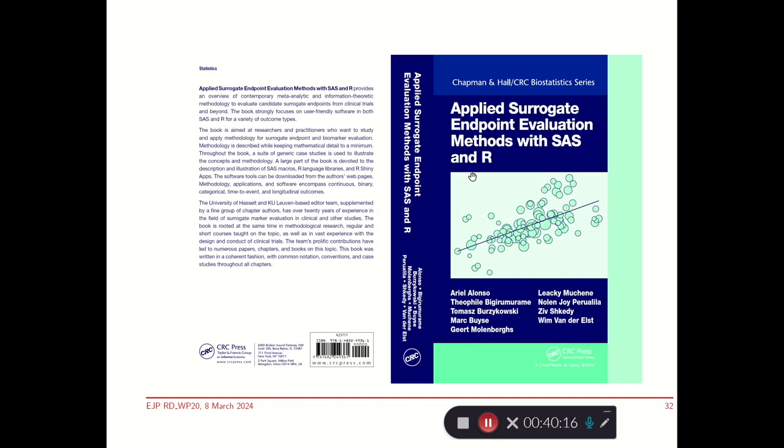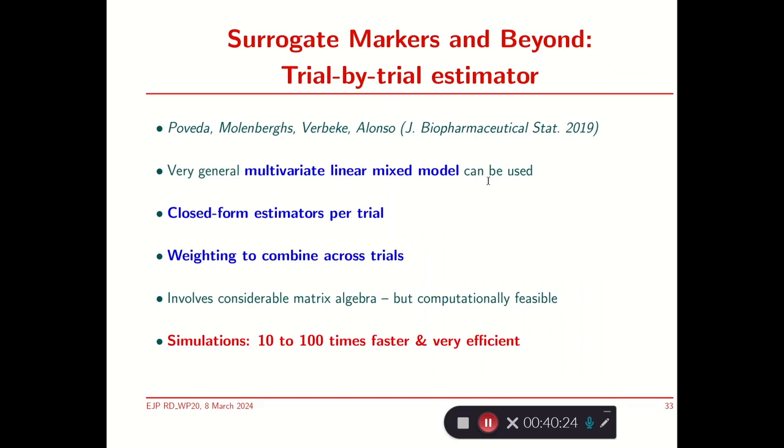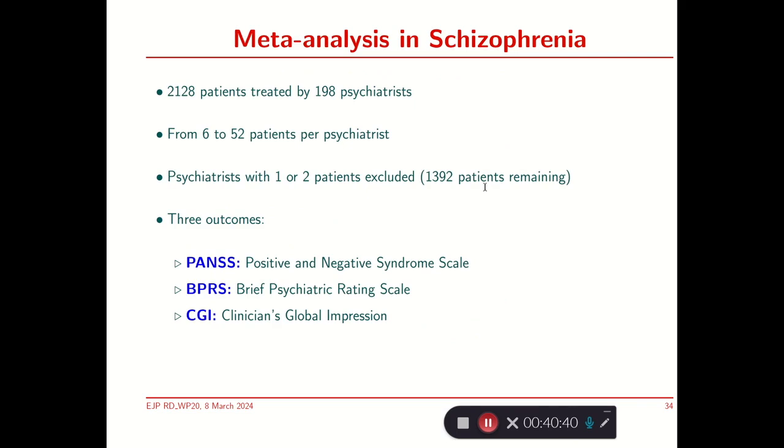Okay, and that's part of the work that we have done on surrogacy, and this is a book that came out in 2017 on the topic. So, as I said, it can, in some cases in simulations, be 10 times to 100 times faster and very efficient, and that can make a difference between feasible and not feasible. I'll give a concrete example here.